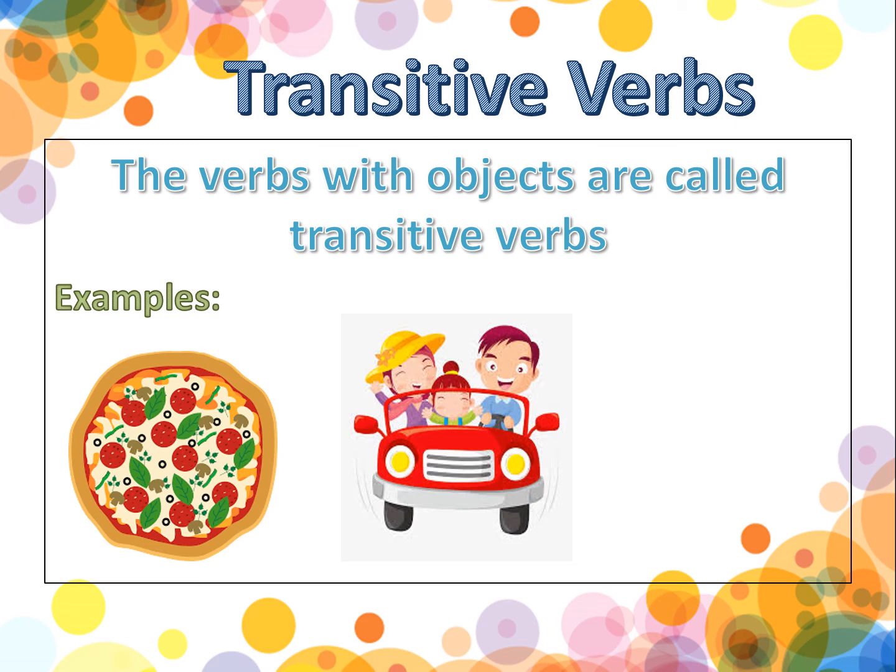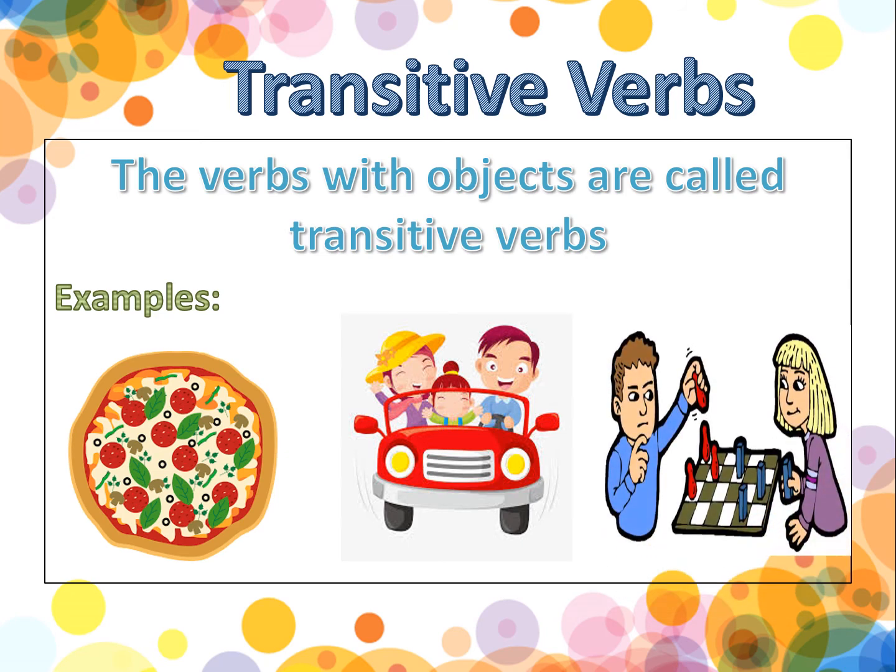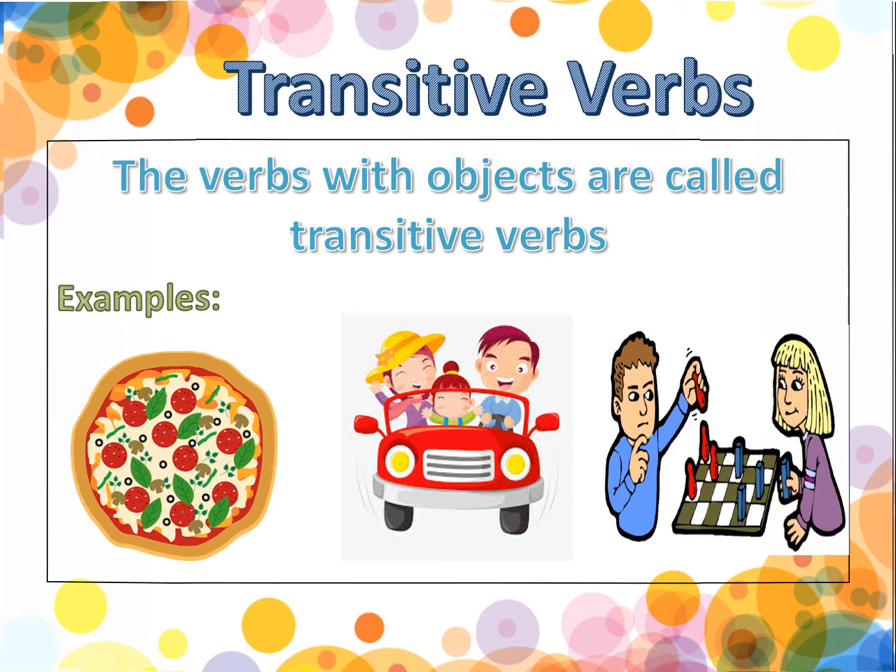I drove a car. Now what am I driving? I am driving a car. Then I played chess. So car, chess, and pizza are the objects, and bake, drive, and play are the transitive verbs. So transitive verbs have objects in the sentences, and that gives you complete meaning.